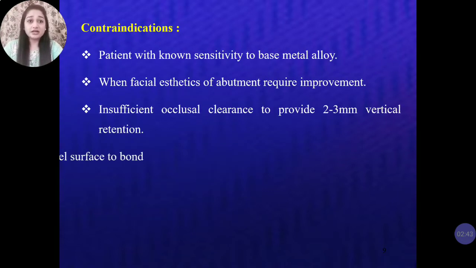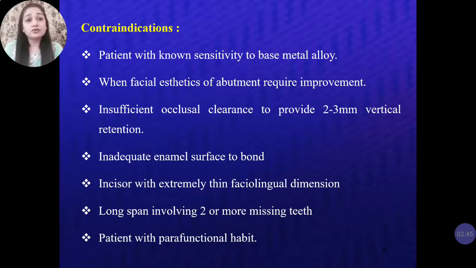In the contraindications, when patients have known sensitivity to base metal alloy, we cannot give these bridges. When facial aesthetics of abutment require improvement, when there is insufficient occlusal clearance to provide 2 to 3 mm of vertical retention, inadequate enamel surface to bond, incisors with extremely thin faciolingual dimension, long spans involving 2 or more missing teeth, and patients with parafunctional habits, as I mentioned, like bruxism patients, we cannot give resin bonded fixed partial dentures because there are more chances of debonding.